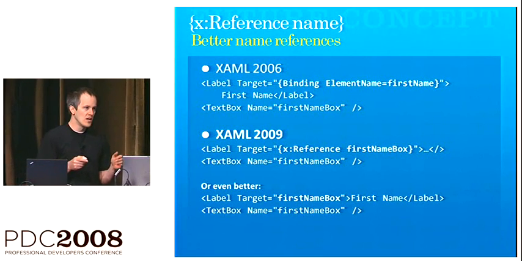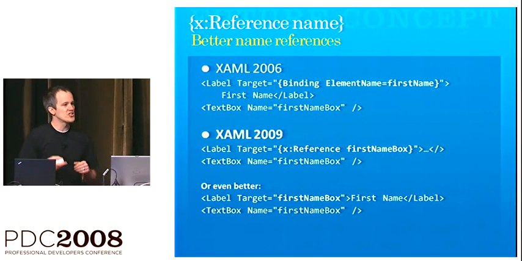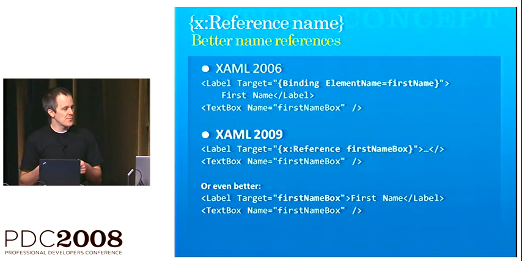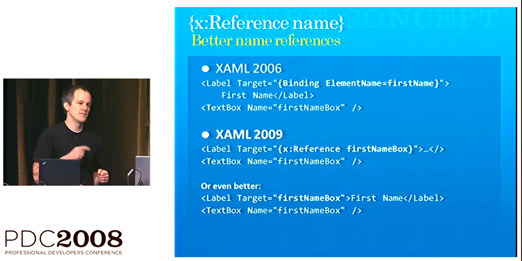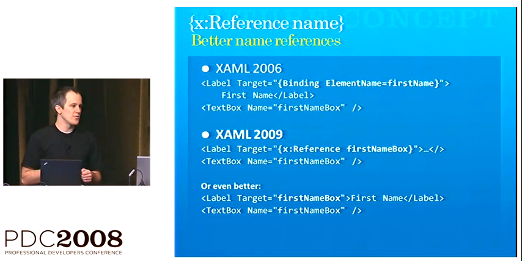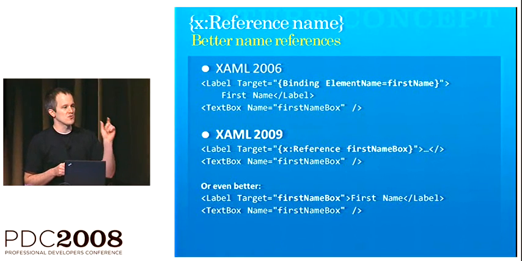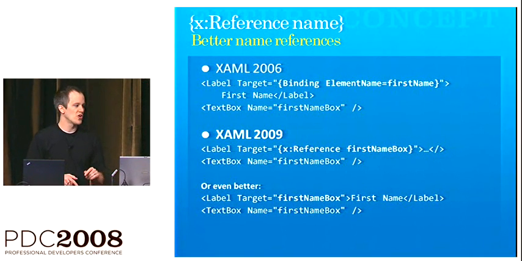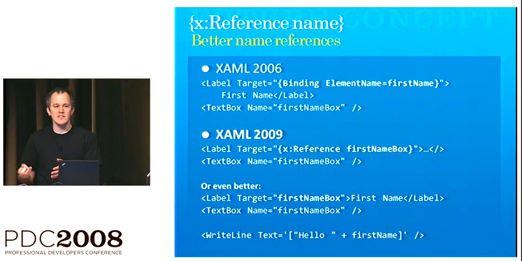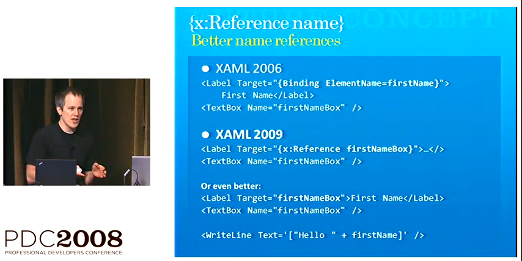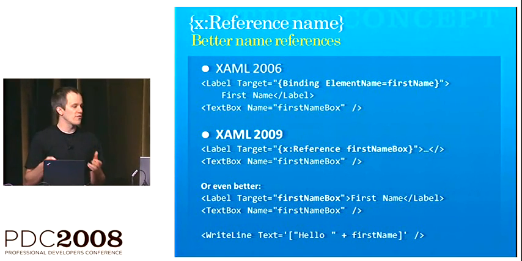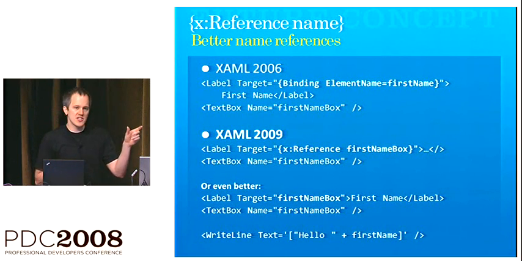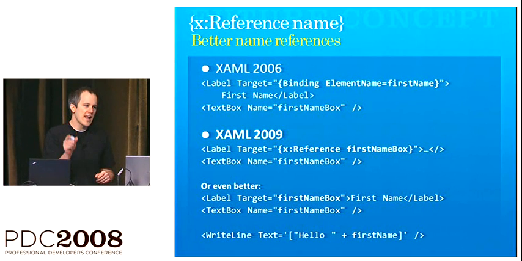Also, even better, frameworks can leverage the name referencing mechanisms in XAML 2009 to support direct named references. Here in this example, the label's target is now referring directly to the text box by name with no additional markup. You can also create new name-based syntaxes. Here in this next example, I have a WriteLine activity. This is Windows Workflow. And the Text property, you can see, is an expression, which is a concatenation of hello with the value named FirstName from the object graph.